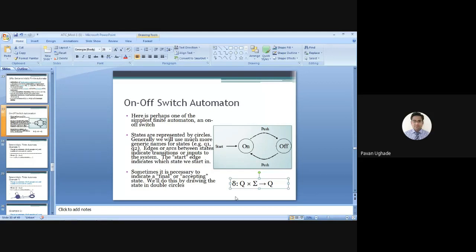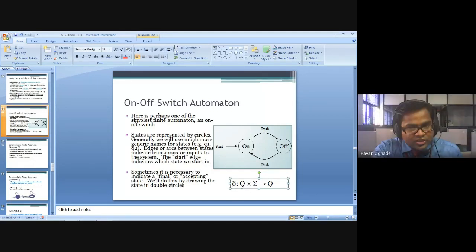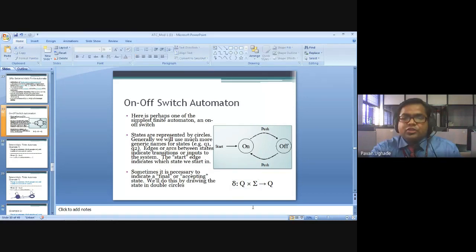Hope you are understanding the transition function. What is the transition function? It is saying that from one state over one alphabet, it may lead to some other state or itself. It leads to maybe a different state or the same state. So this is what happens over on state, over the push. When I press the push button, it moves to some different state. Yes, this is what the transition function is.